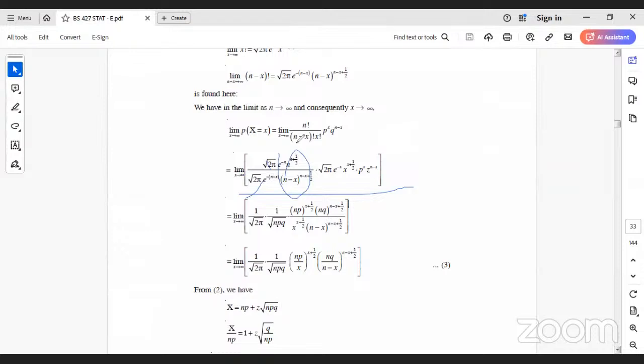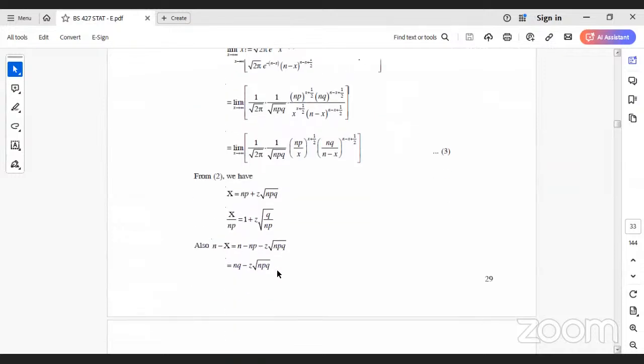So np by x plus 1 by 2 is written here. x plus 1 by 2, and np of this is the simplification of nq whole power n minus x plus 1 by 2, by the denominator n minus x plus 1 by 2. So therefore we are taking here the limit as n tends to infinity: 1 by root of 2 pi, 1 by npq, np by x plus 1 by 2, nq by n minus x plus 1 by 2. From 2 we have x is equal to np plus z into under root of npq.